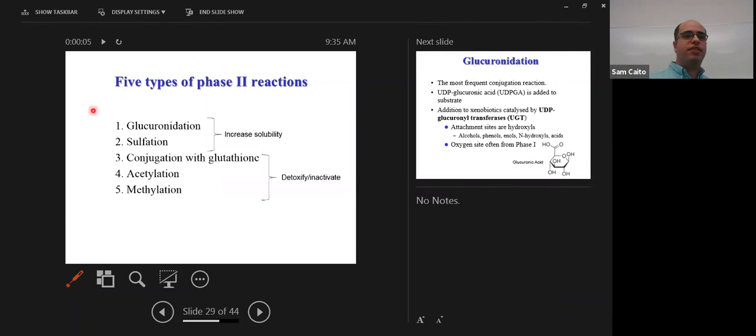There are 5 specific types of phase 2 reactions which are important to remember. Glucuronidation and sulfation increase solubility. Then there's conjugation with glutathione, acetylation, and methylation. Now the last 3, the glutathione, acetylation, and methylation conjugation reactions, all help to detoxify and to inactivate. They don't really affect the solubility of their substrate xenobiotic molecules. It's only the first 2 which will really affect the solubility.